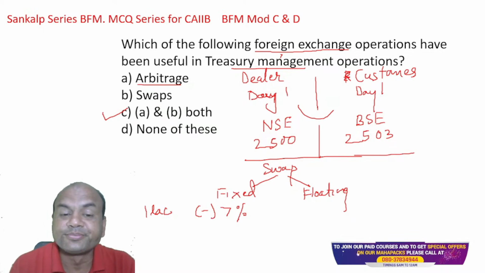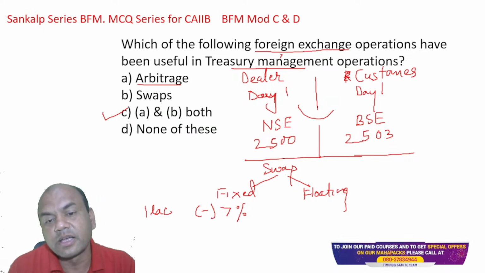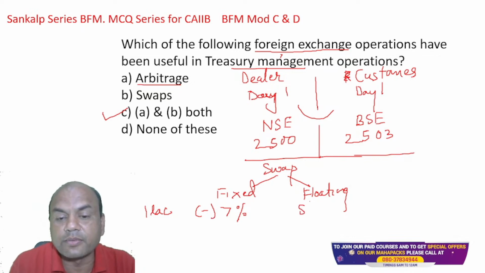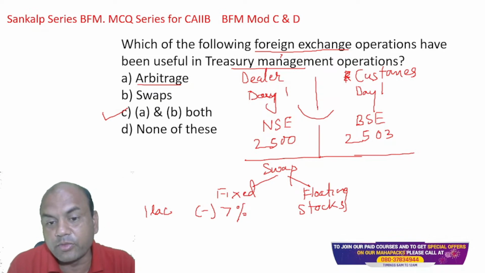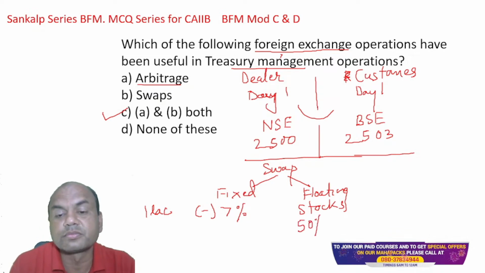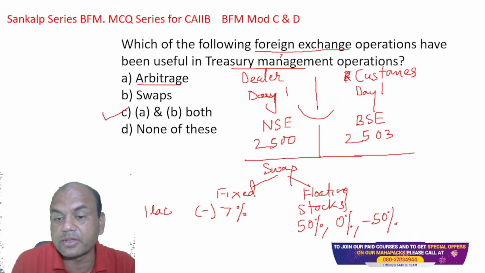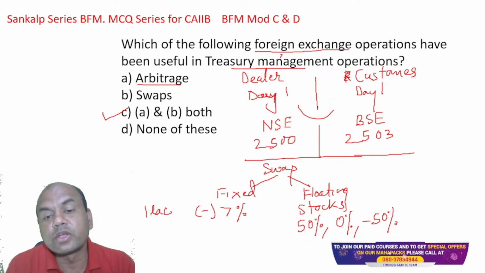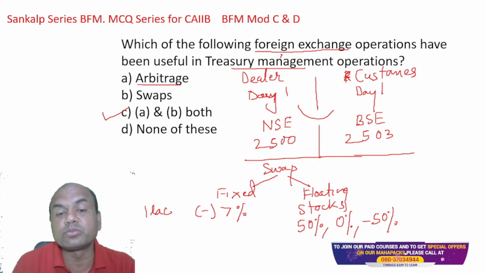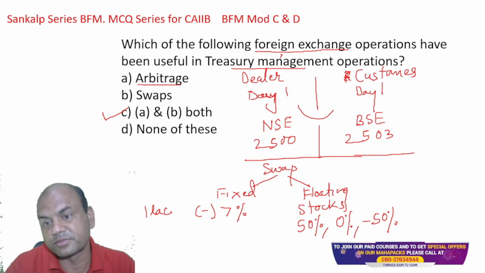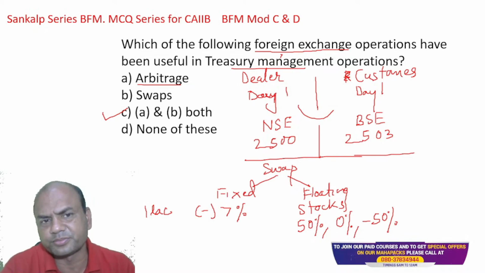So this is fixed. And what do I do with this 1 lakh rupees? I invest it, let's say, in the stock market. Now these stocks can give me 50% returns, or they can give me 0% returns, or minus 50% also. Anything can happen. So this is floating. So in swaps, always remember one leg is fixed and the other leg is floating. So the answer is both A and B, and these operations are used in forex as well as in treasury bonds.